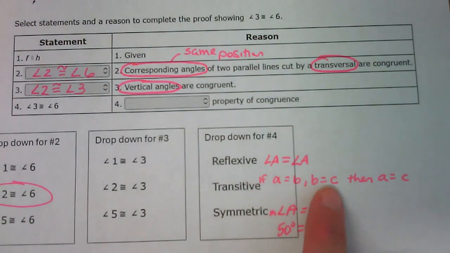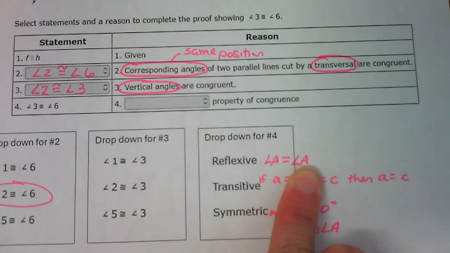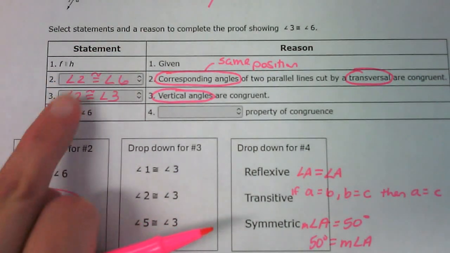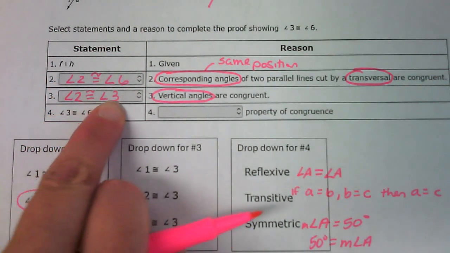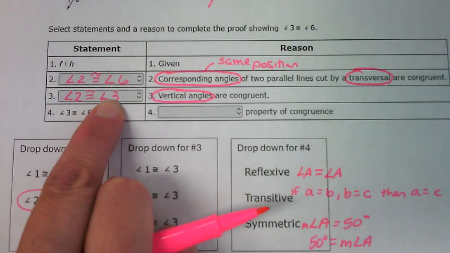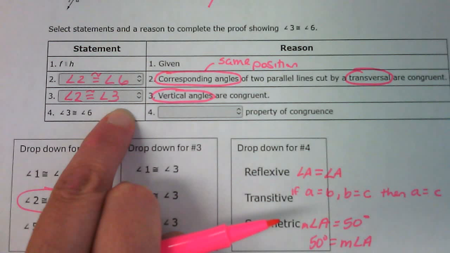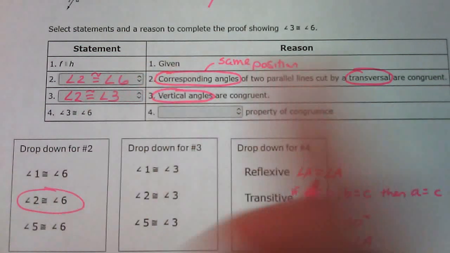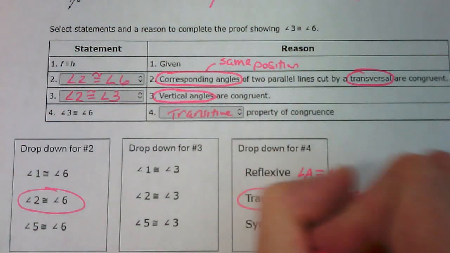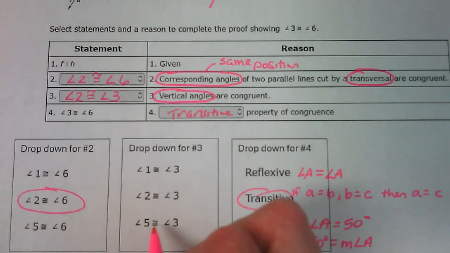So if I know that A and C both equal B, then you can take B out and they equal each other. In this proof here, we had 2 equal to 6 and 2 equal to 3. Since 2 is the same as these other angles, 3 and 6 are the same as each other. So this is our transitive property. Oh, and I never circled this one.